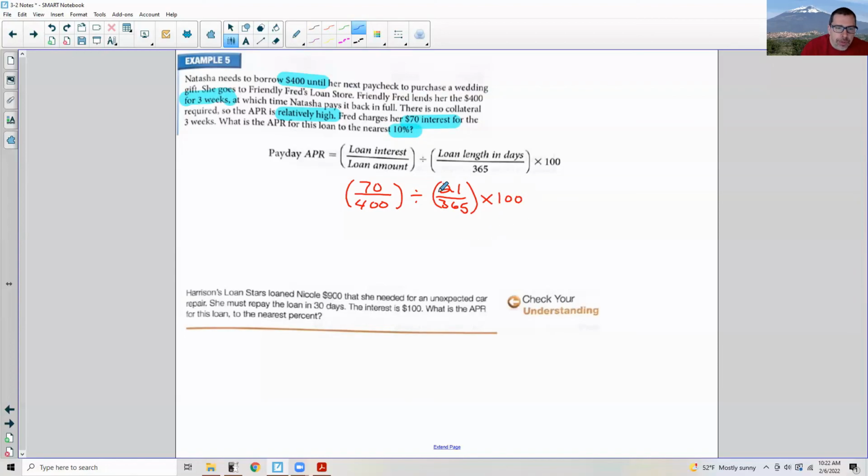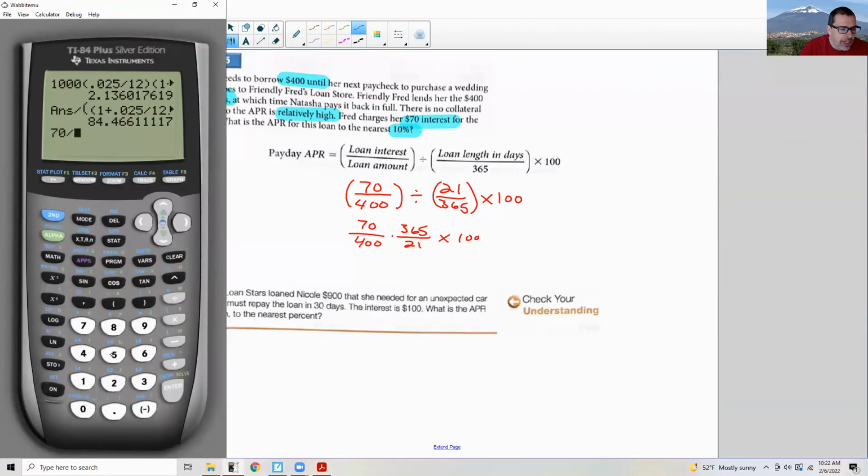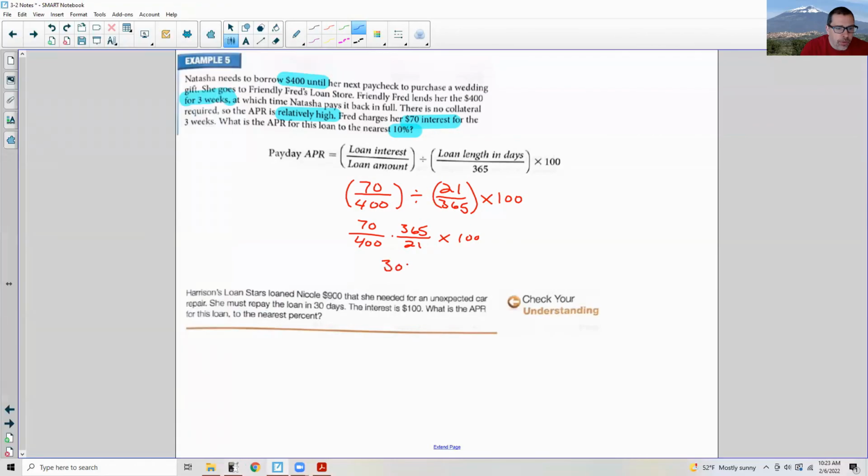Remember, when you divide a fraction by a fraction, you flip it and switch it. That's 7th grade math. 70 over 400 times 365 over 21. And then multiply that by 100. So I'm going to put that in my calculator. 70 divided by 400. Enter. I'm going to multiply that by 365 divided by 21. Okay, and then multiply that by 100. And it comes out to be 304.16 repeating. It says round to the nearest 10%. So 4 is less than 5. So this is going to be an approximation of 300% interest. Did you hear me? 300%. Do not go to payday loan companies.